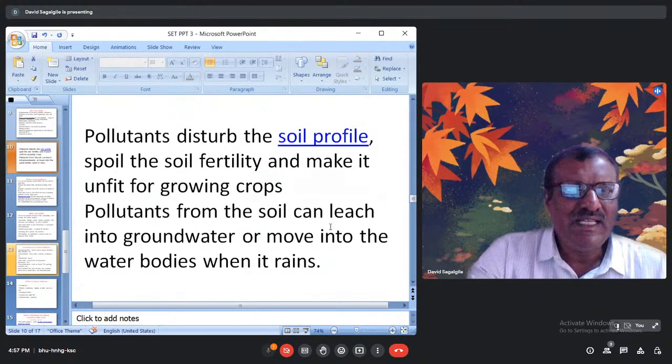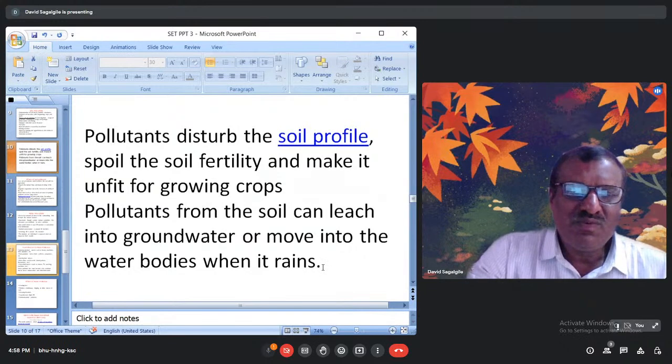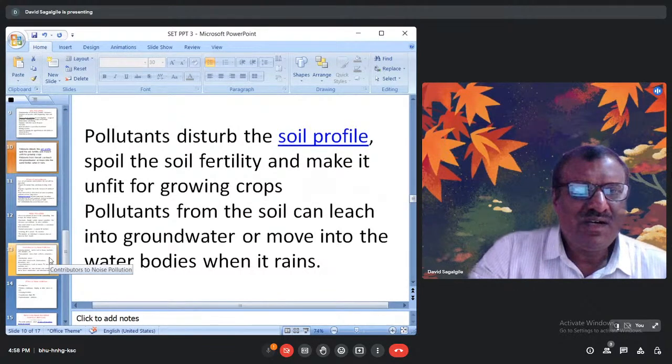Pollutants from the soil can leach into underground water or move into the water bodies when it rains. Now, when the soil gets polluted and it rains, the pollutants will mix with the water and go down into the underground, and thereby the underground water also gets contaminated. It can also move into the water bodies when it rains, in the form of small brooklets which join directly to the rivers and ultimately to the seas. So here we see how important it is for us to protect our environment.